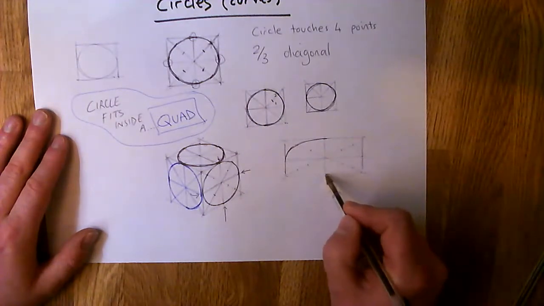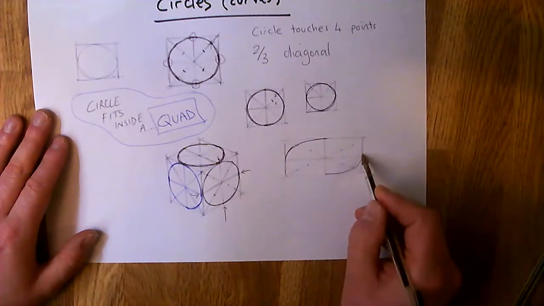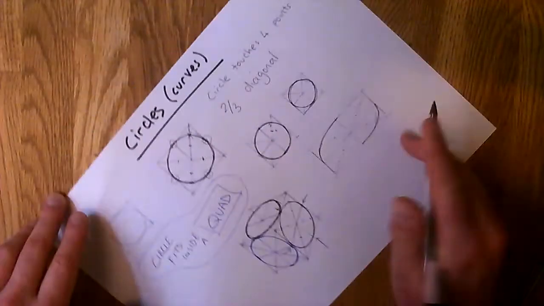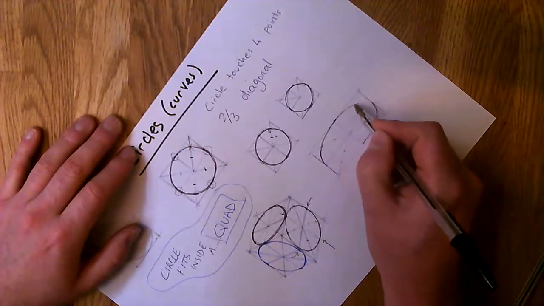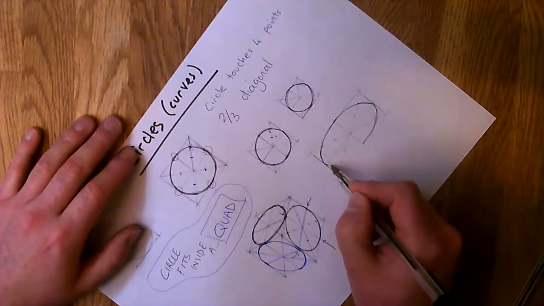Now by doing this, because we have elongated the square, what we're in effect going to do is draw an ellipse, an elongated circle.